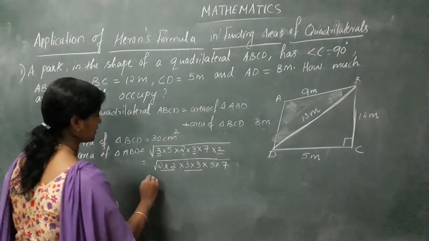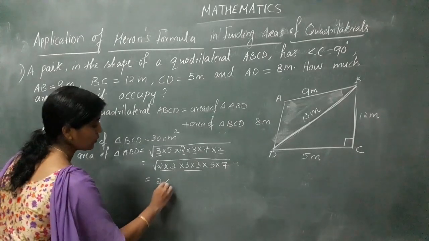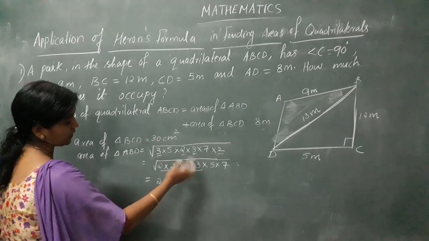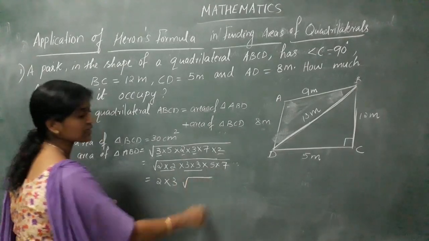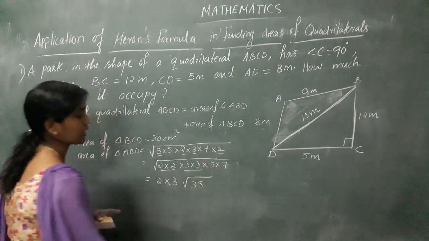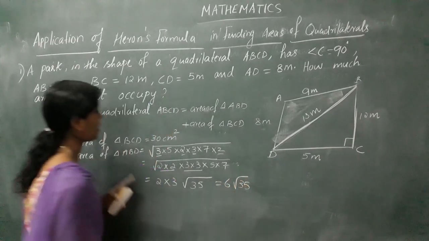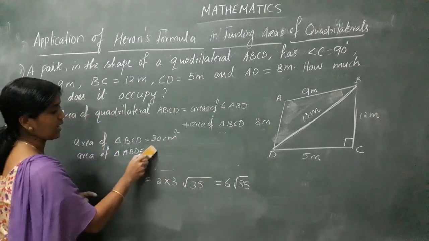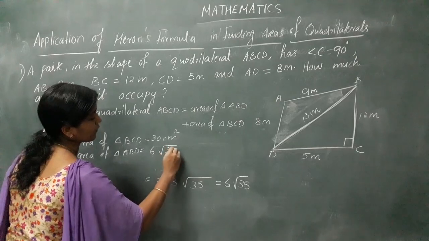Which means I'll get 1 coming out of the root into 2. Again 3 comes out of the root because it has a pair. So again 3 came out of the root. Now this 2 does not have a pair, so it will remain beside the root, multiply 5 into 7, 35. So I get here 6 root 35. Area of triangle ABD we are getting as 6 root 35.